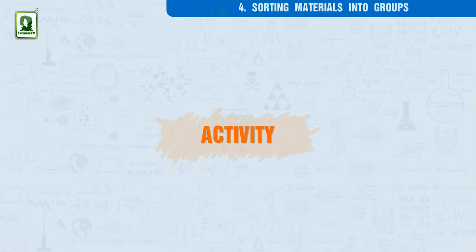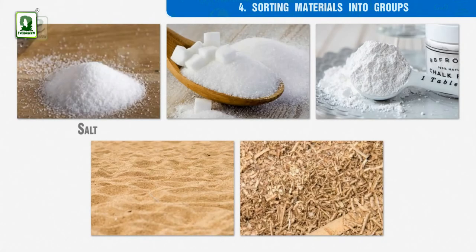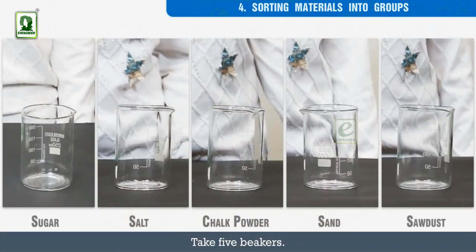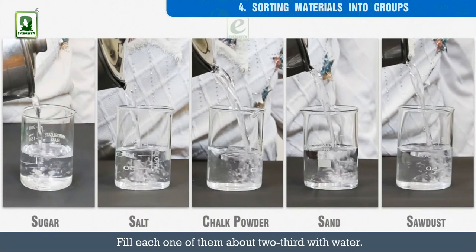Activity. Collect materials like salt, sugar, chalk powder, sand, and sawdust. Take 5 beakers. Fill each one of them about 2/3 with water.